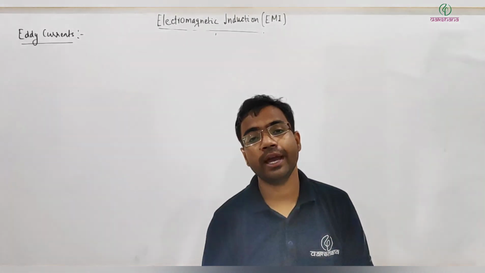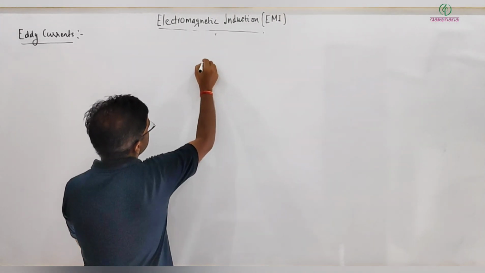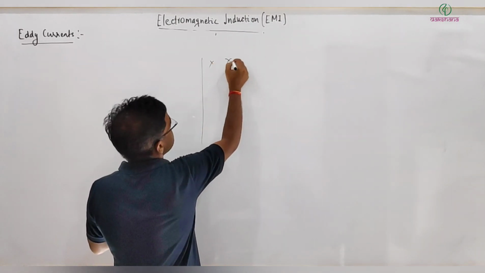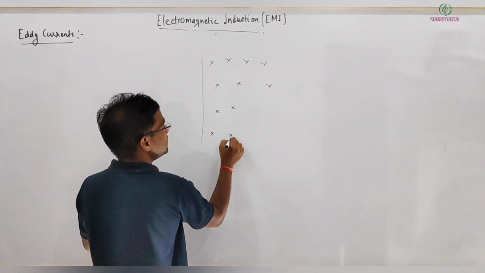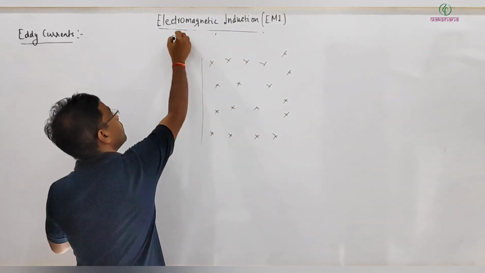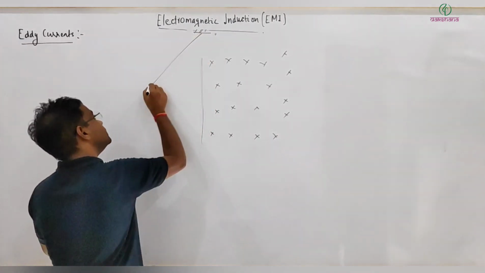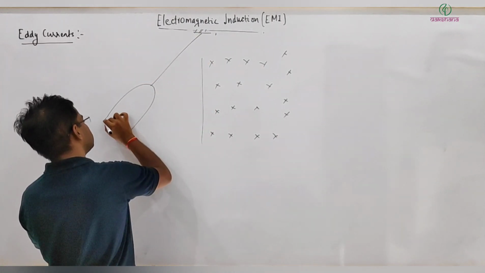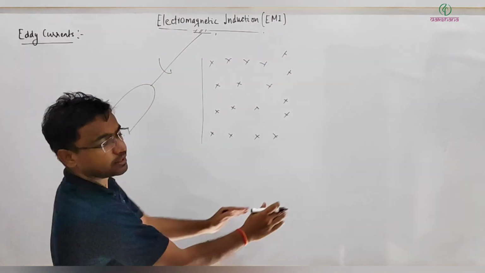So here we have a special situation. Let's consider this region has some magnetic field, and I am suspending one conductor here, like this, and I am releasing it, so it oscillates this way.